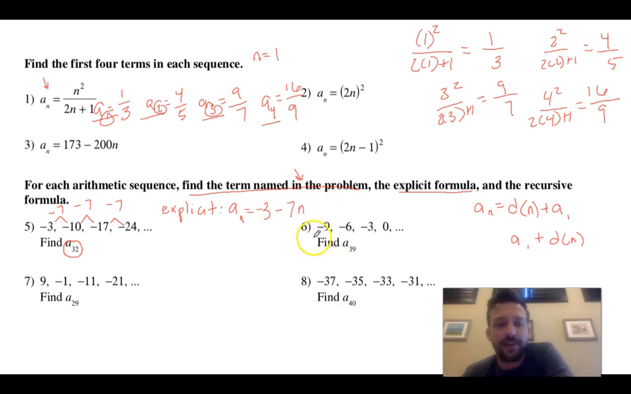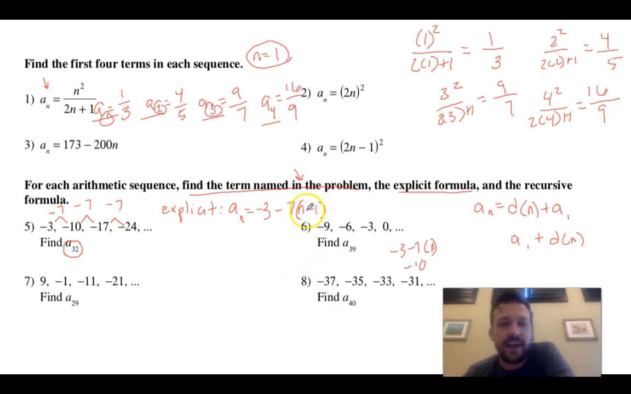Now, here's the thing. Remember, I said we're starting at n equals 1 on all of them. That'll tell you the first one. If you plug in 1 here, you would get -3 minus 7 times 1, which would give you negative 3 minus 7, which is negative 10. That would actually find the second term, right? So to fix that, whenever you put an n, just put it in parentheses and put minus 1.